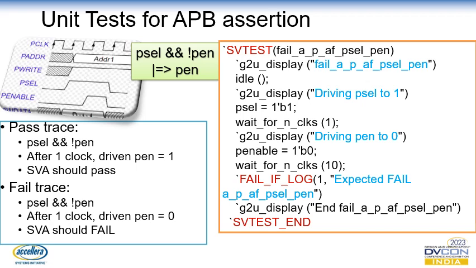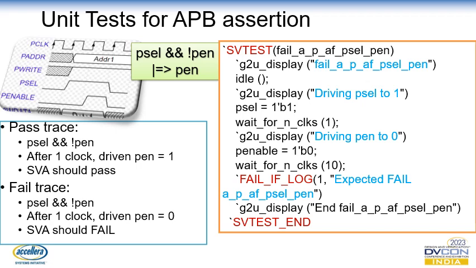This is a mandatory requirement as per the protocol, and we want to develop unit tests, both a pass trace and a fail trace. A pass trace would look like this, what you see on the bottom left corner. PSEL and not of PENABLE at a clock. After one clock, drive PENABLE to 1. SVA should pass. That's kind of the expectation. Right? Now the fail trace is more interesting, and that's what I'm going to show you as code on the right hand side. Let's look at that. PSEL and not of PENABLE in the current clock, right? The next clock, we want to drive PENABLE to 0, which is a violation of the protocol, and hence we do expect that the assertion should fail.